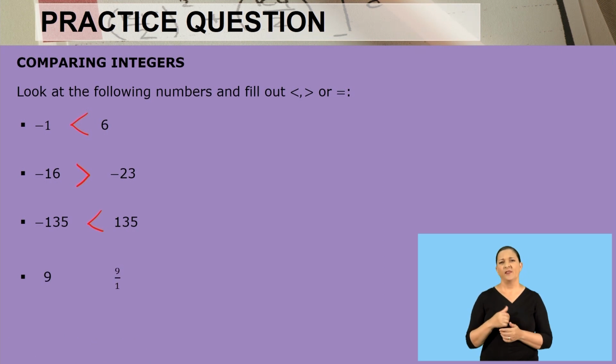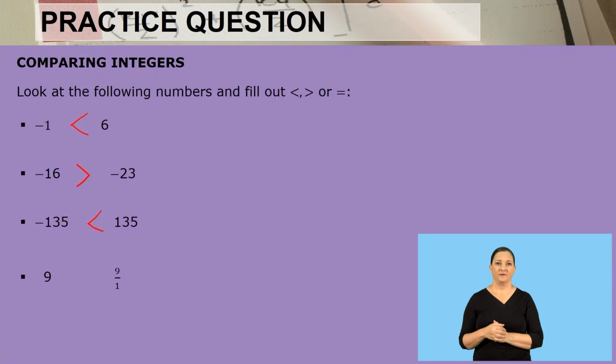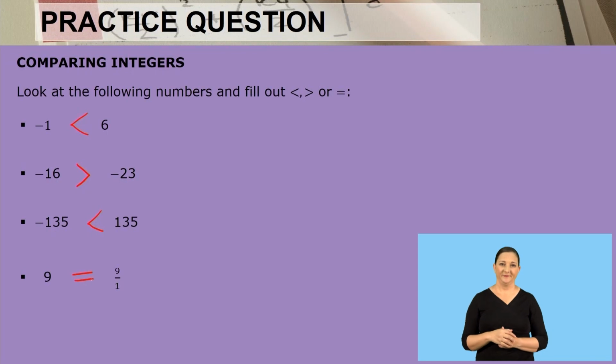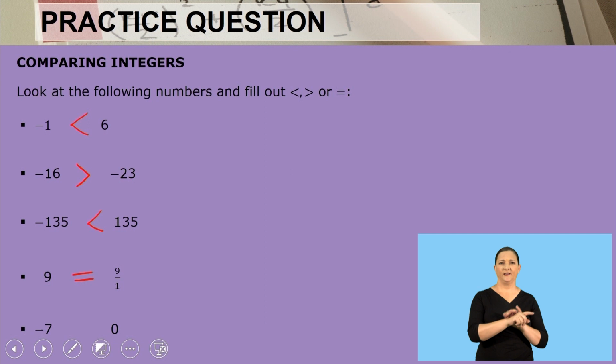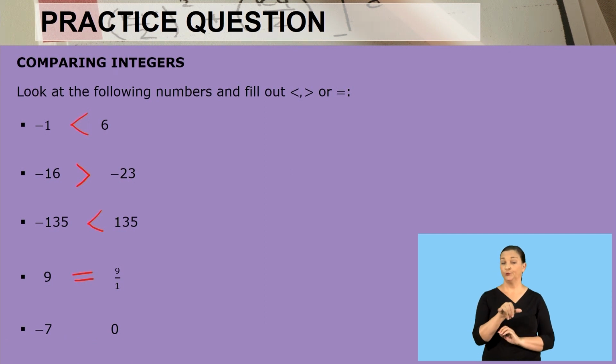Then we have a 9 and a 9 divided by 1. Now remember our properties of 1. They say that any number divided by 1 will be that number. So now we have 9 divided by 1. That means it still remains 9. So which one is bigger, which one is smaller? Because we have 9 on the one side and we have 9 on the other side, this actually means that they are equal.